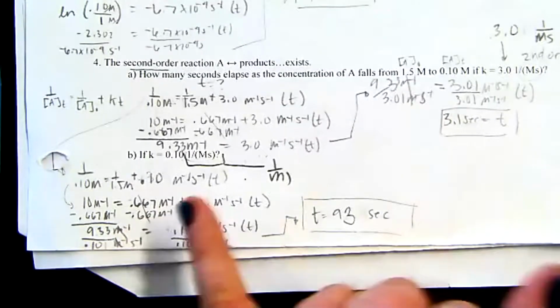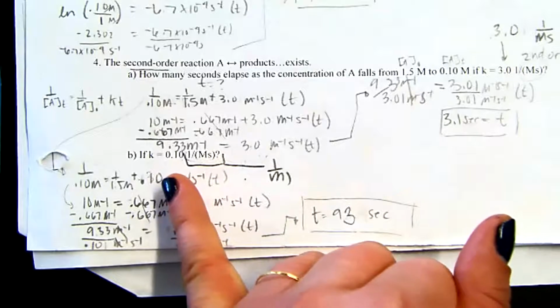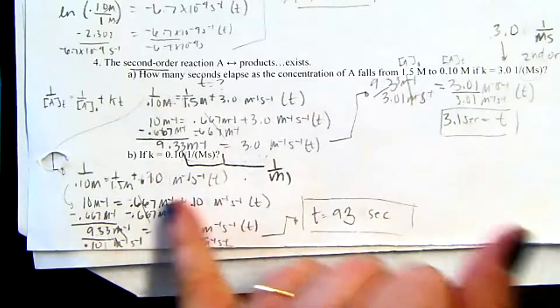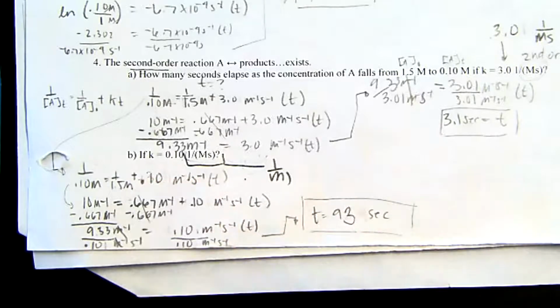And then the second one, they change, well, what if the K is this instead? Same formula, this is just different, and it'll be 93 seconds. Any questions on the front side of the worksheet? All right, let's go to the back.